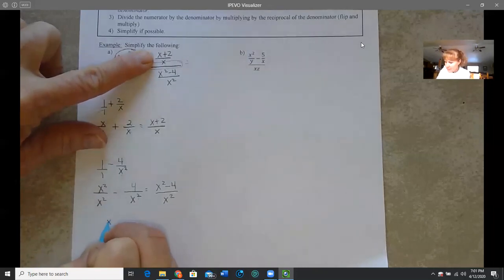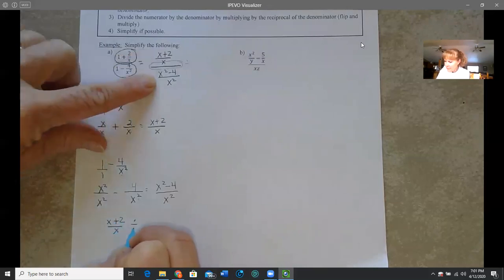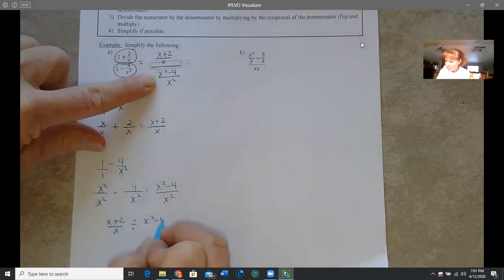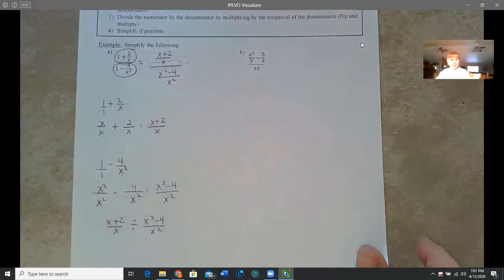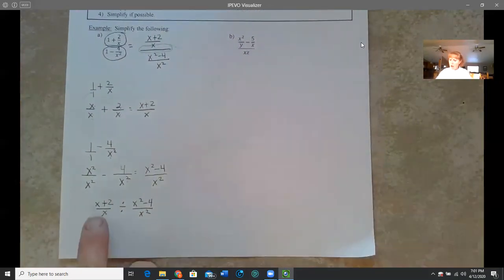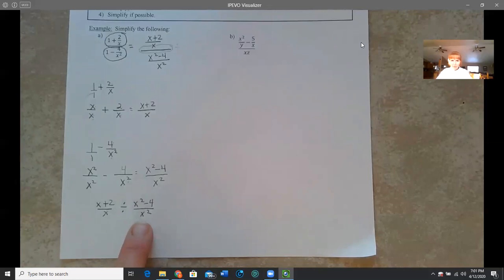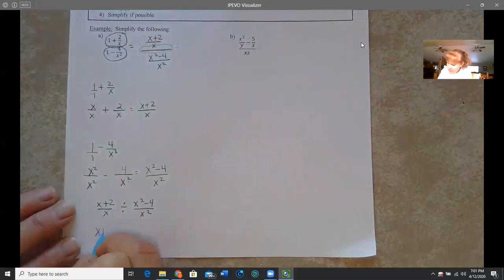X plus 2 over x divided by x squared minus 4 over x squared. Okay. And now we do the copy dot flip. Then you can reduce, but you can't reduce until you do the copy dot flip. So x plus 2 over x times x squared.